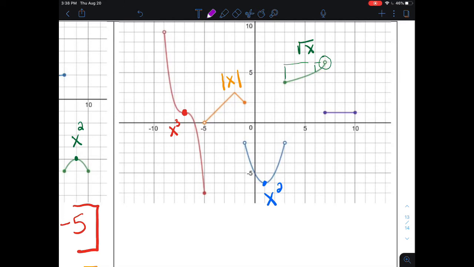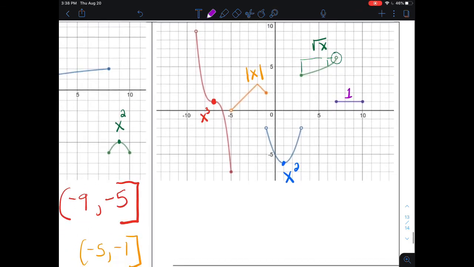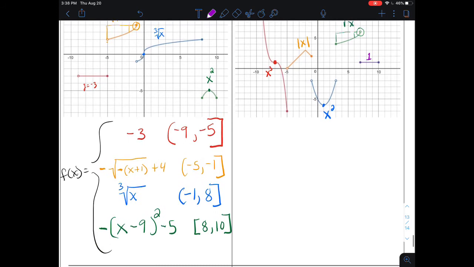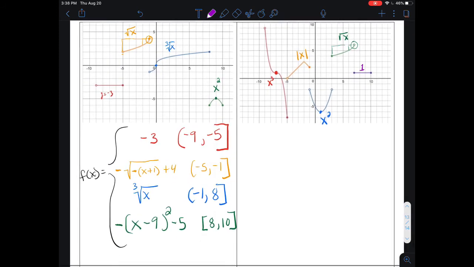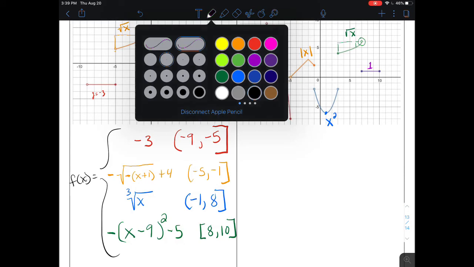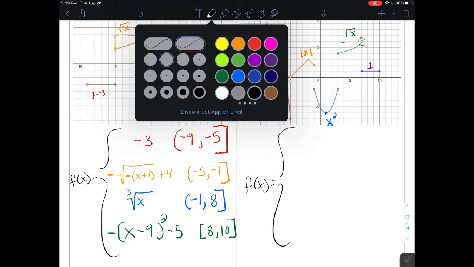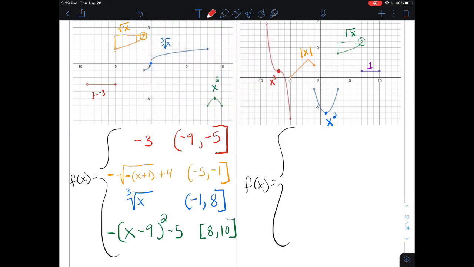And lastly, we have a horizontal line here on the very end, has a y value of 1, and so that's the equation that we would use for that. So now we're ready to piece all these things together. So when we piece together these piecewise functions, we start by writing f of x. And then we're going to put all these pieces in. So we start from left to right.